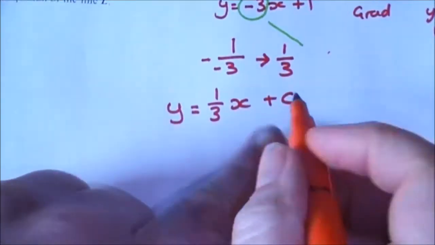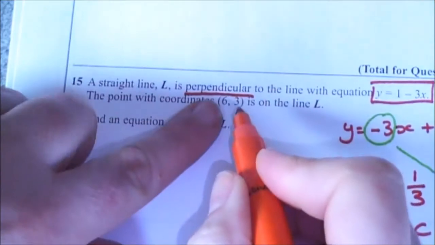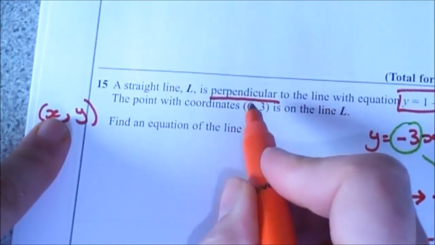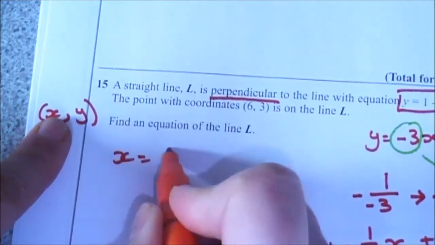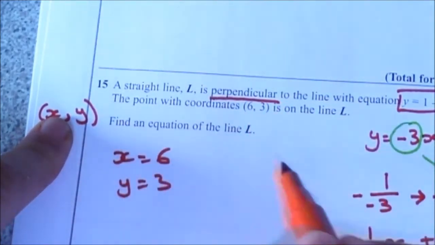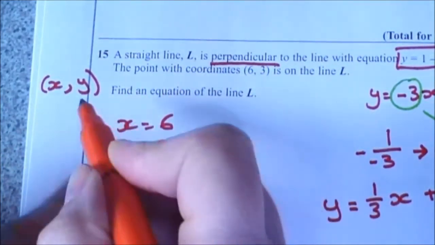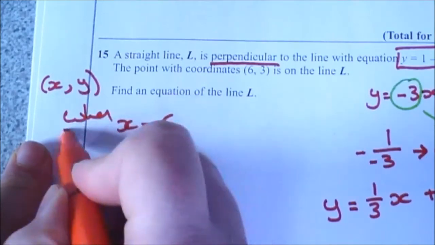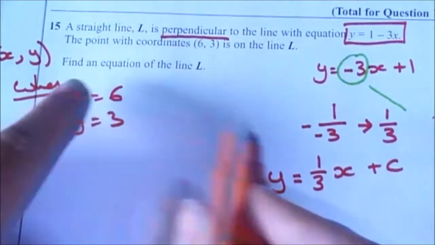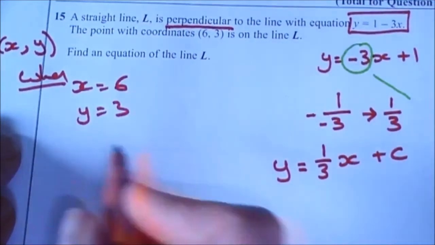So in order to find c, I need to know a value for x and y. And as if by coincidence, they've given me this coordinate point here, which tells me that it's got an x value of 6, and it's got a y value of 3. So I need to find the value of c when x is 6 and y is 3. So I'm going to substitute those values into my new equation here of the perpendicular line.